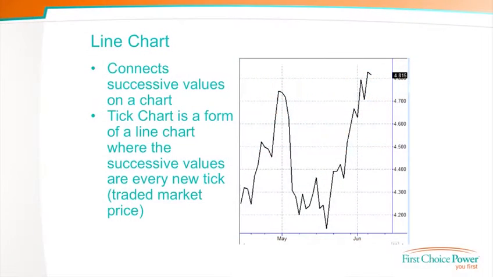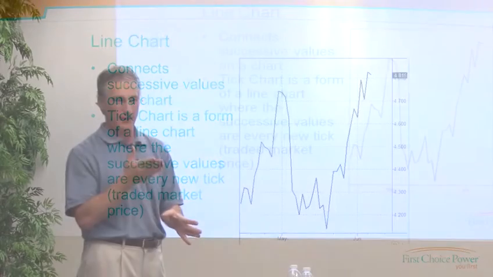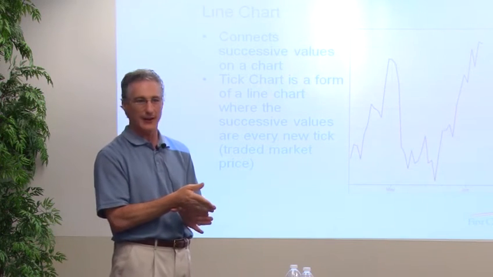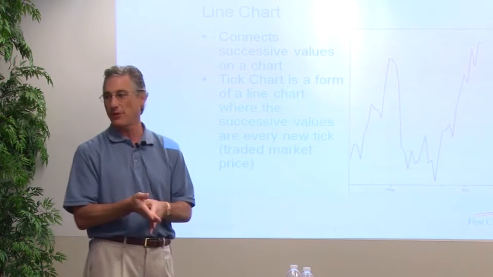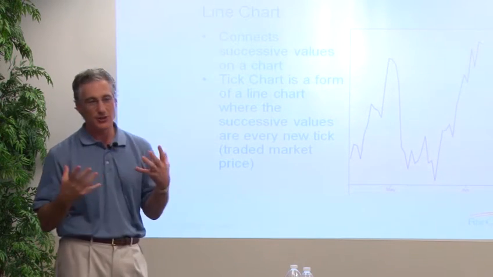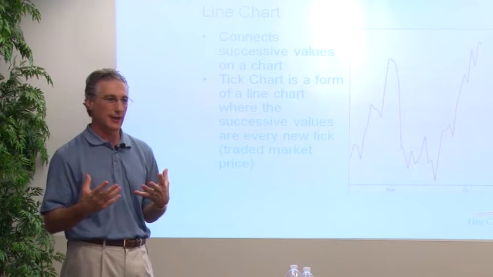So let's talk about what a line chart is. It connects points. All a line chart does is it connects consecutive points. Most times that's a close. And all I mean by close is the last price of a market for a time period. It can be the last price for a day, if it's a daily chart. It can be the last price for an hour, if it's an hourly chart, a month, if it's a monthly chart. You define it.